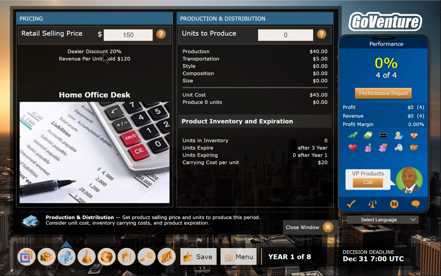I'll also notice here that there's a dealer discount of 20%. That means the person or the organization that is helping me resell this product is getting a 20% margin on my 150. So when the product retail selling price is 150, that means that's what the consumer is paying for the product. I'm not going to get 150. I'm going to get 150 minus the 20%. So I'm only netting $120 in revenue per sale.